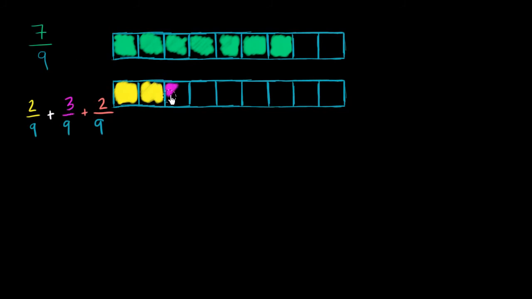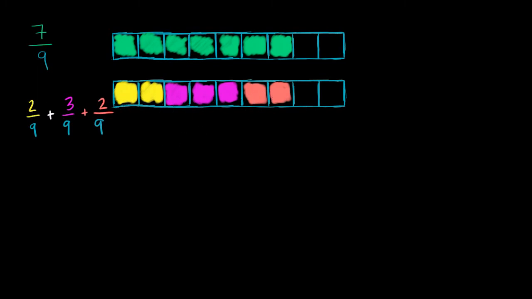So 1, 2, 3. We add 3 9ths right over there. And then 2 more 9ths. And then 2 more 9ths. 1 and 2. So notice, when I added 2 9ths to 3 9ths to 2 9ths, this equals 7/9. And we know that when we add a bunch of fractions like this that have the same denominator, we can just add the numerators. And this is why. This is 2 9ths plus 3 9ths plus 2 9ths, which gives me 7/9.